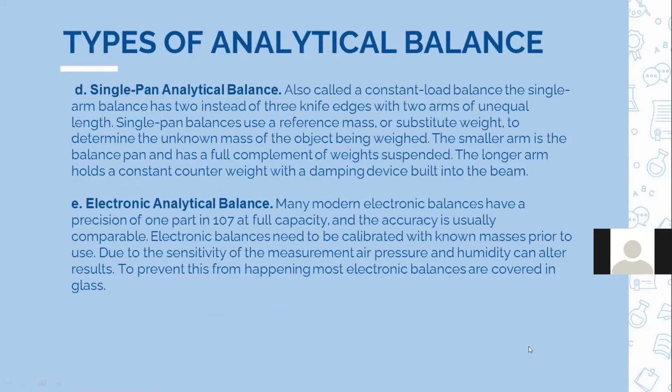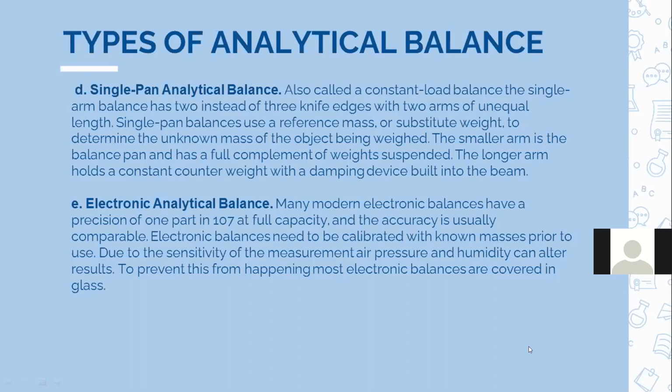For the single pan analytical balance, also called a constant load balance, the single arm balance has 2 instead of 3 knife edges with 2 arms of an equal length. Single pan balances use a reference mass or substitute weight to determine the unknown mass of the object being weighed. The smaller arm is the balance pan and has a full complement of weight suspended. The longer arm holds a constant counterweight with a damping device built into the beam.